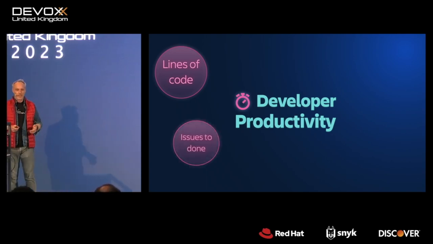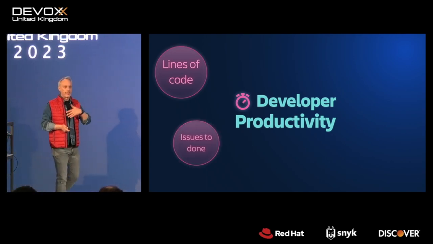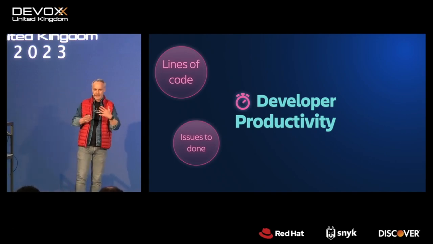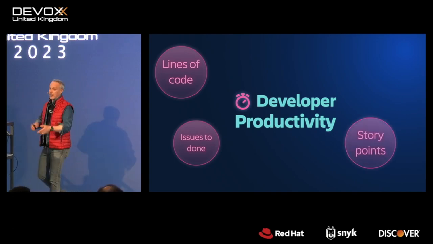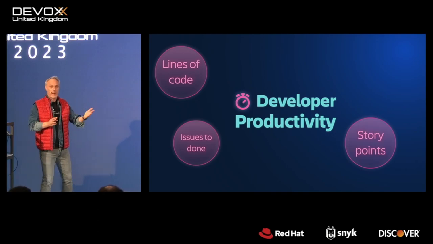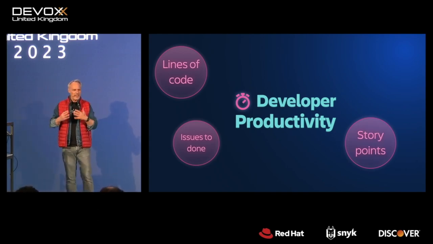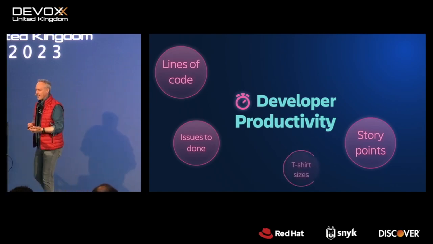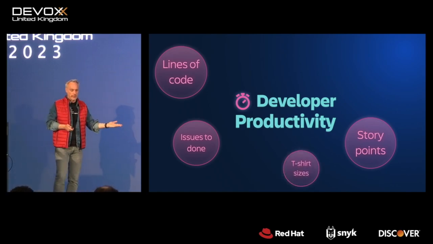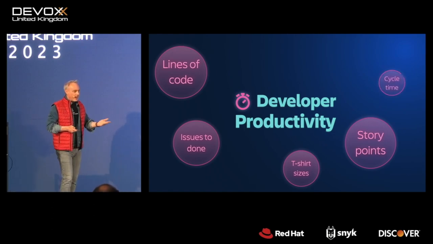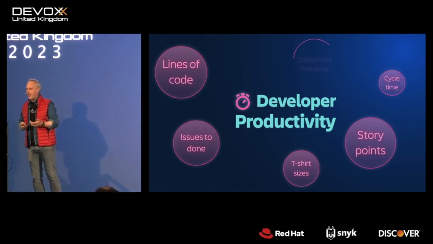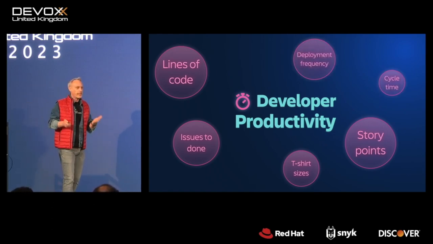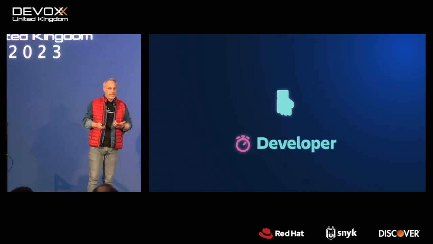Then people came up with, oh, let's count the issues that we put into done. Well, we have bigger and smaller issues. Then people said, okay, let's count the story points, right? How much we can fit in the sprint. Well, the story points are just an estimation and not really how productive we are. Then story points are too complicated, so we took t-shirt sizes. Now we say cycle time, deployment frequency, and what are we doing with all those metrics, right?